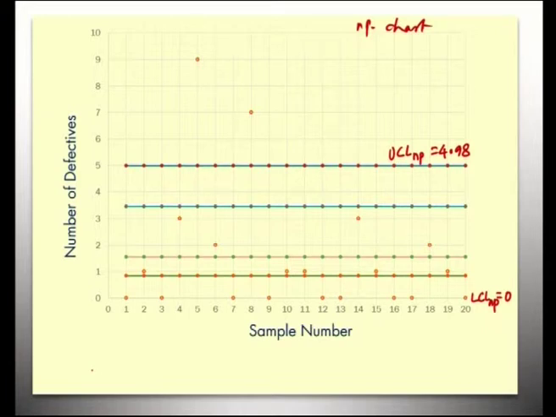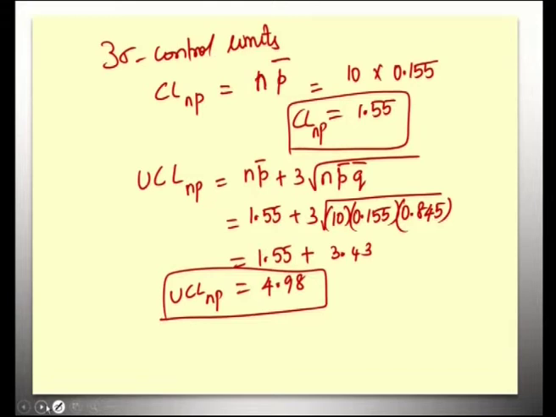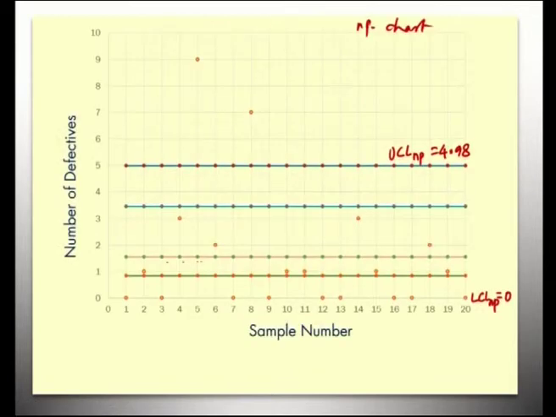Okay. Then the control line CL of NP. What is CL of NP? We have calculated, it is 1.55. This is CL of NP equal to 1.55. The points are plotted with green, and the line drawn here is CL of NP, 1.55. Okay. So the values are plotted and 3 lines are drawn.